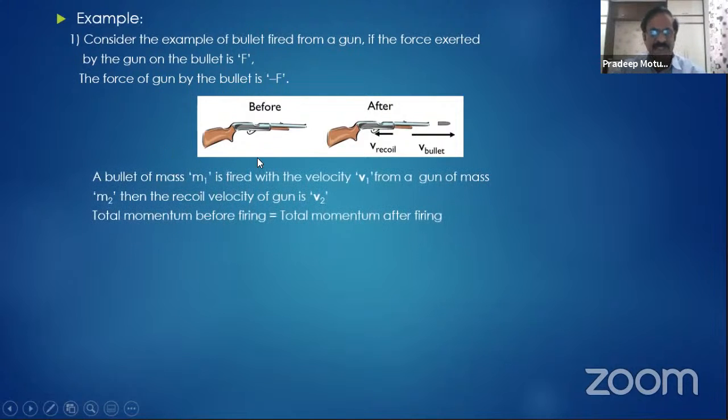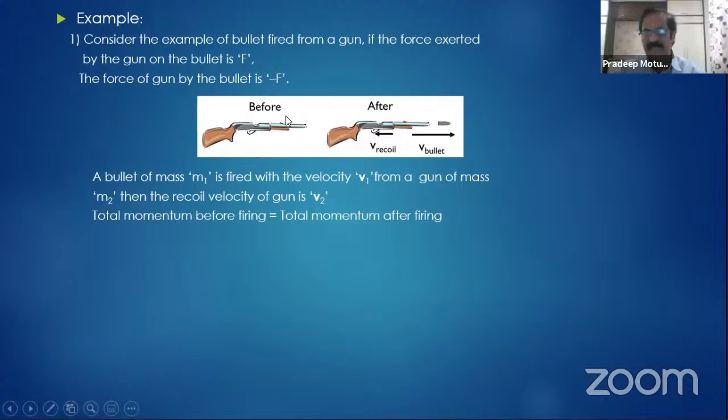Now, have a look at the explanation. A bullet of mass m1 is fired with a velocity v1. The gun is there, the bullet is inside, having mass m1, and it is fired with velocity v1. The gun has mass m2 and recoils with velocity v2. Initially, both the gun and the bullet are at rest, which means their initial velocities u1 and u2 are 0. You already know the statement of conservation of momentum: m1 u1 plus m2 u2 is equal to m1 v1 plus m2 v2. Just remember that whole formula and try to understand the terms.